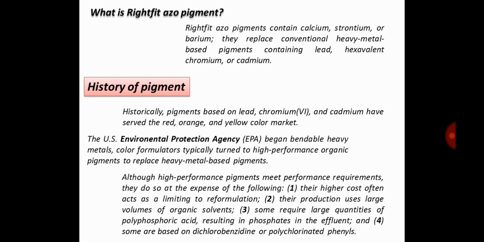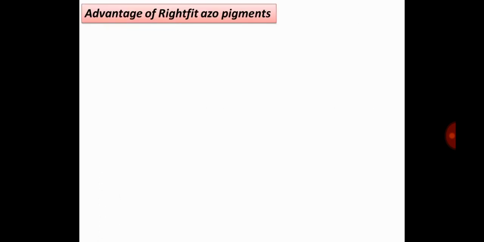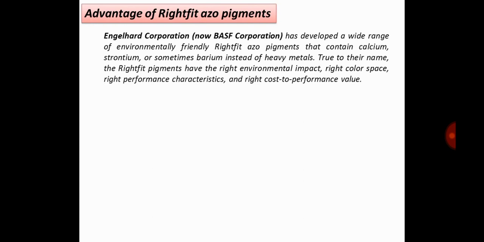So to overcome these demerits, Engelhard Corporation, which is recently known as BASF Corporation, developed a wide range of environmentally friendly Right Fit azopigments which often contain calcium and strontium, sometimes barium, instead of heavy metals. And like their name, these pigments have the right environmental impact, right color space, right performance characteristics and right cost to performance value.